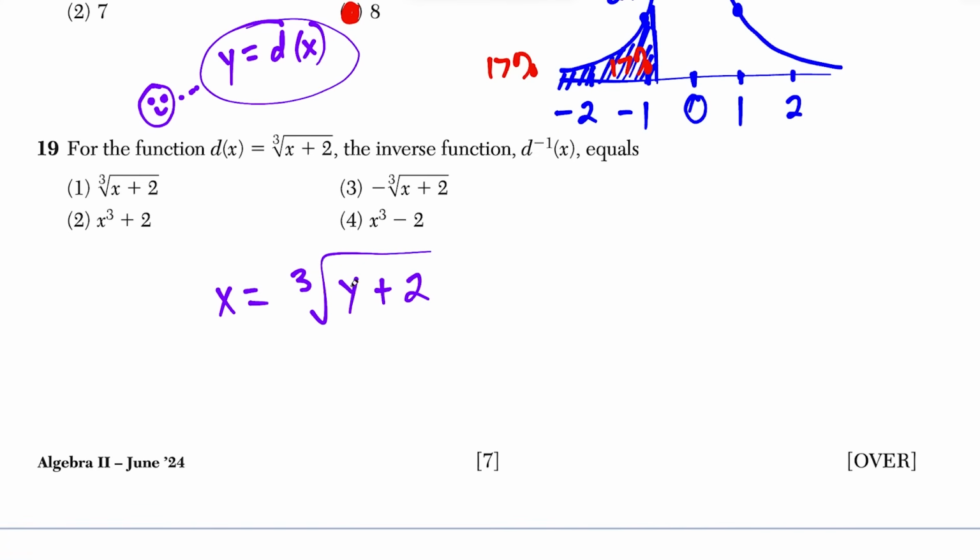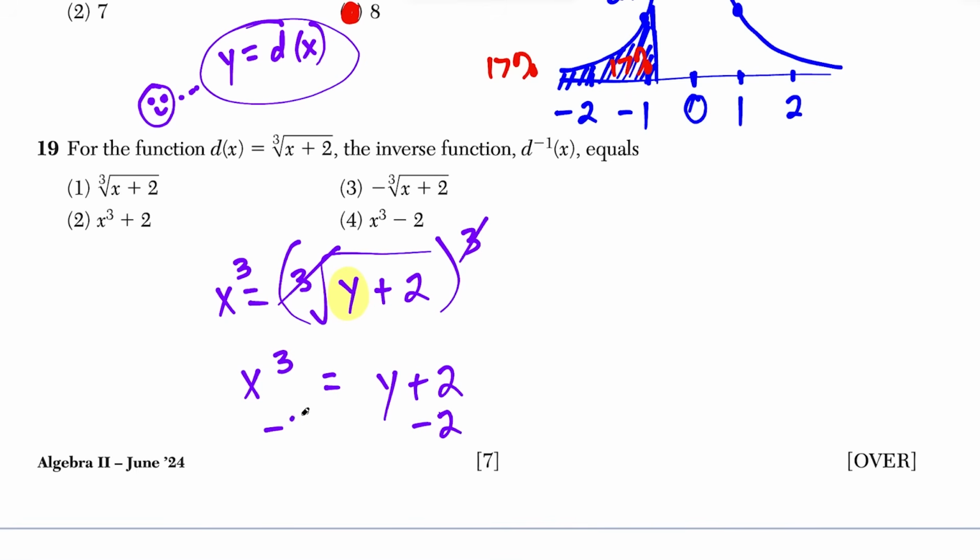So what we're going to do is the opposite operations to get y by itself. We have this cube root attached. The opposite of taking the cube root is raising something to the power 3. So we're going to cube both sides. The cube root and the power 3 cancel. And now we have x to the third equals y plus 2. And then to solve for y, all we have to do is subtract 2 on both sides.